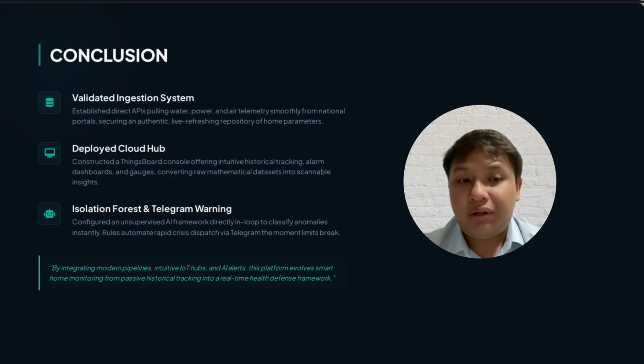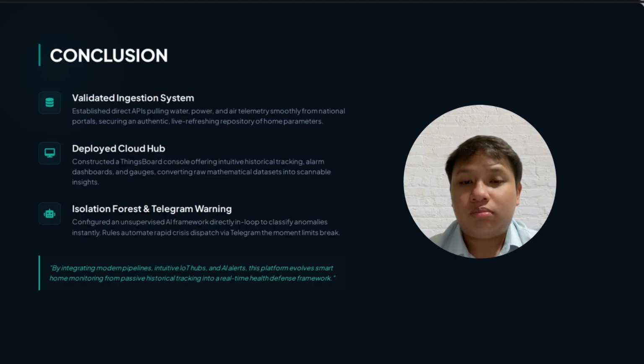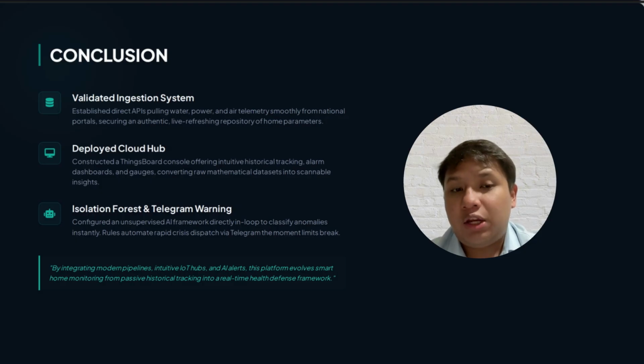This development enables live visualization through intuitive widgets including historical graphs and geographical maps, drastically simplifying complex trend analysis for the average user. Finally, artificial intelligence has been integrated into the core system using the isolation forest algorithm to process and detect anomalous utility and pollution patterns. The moment an irregularity is flagged, a dynamic rule chain automatically dispatches instantaneous warning alerts directly to the user's smartphone via a Telegram bot.